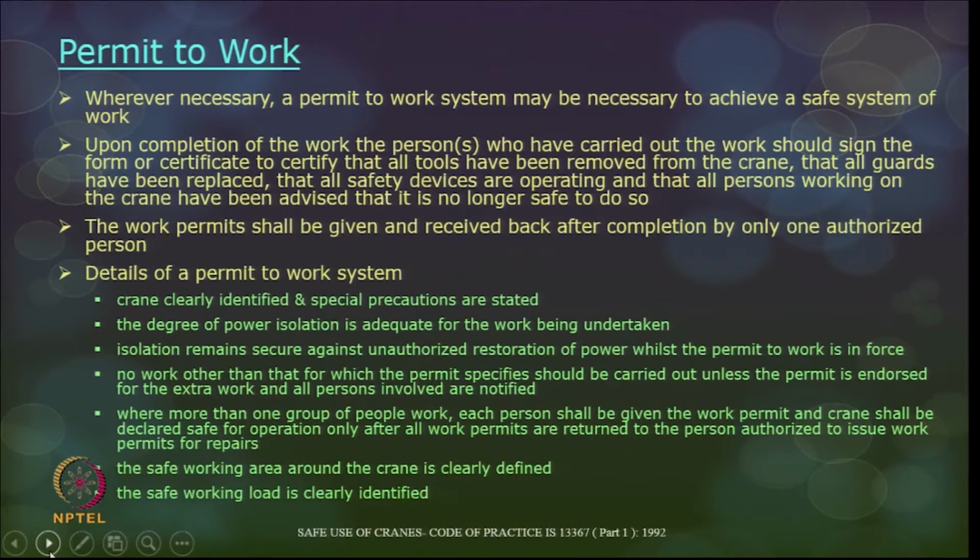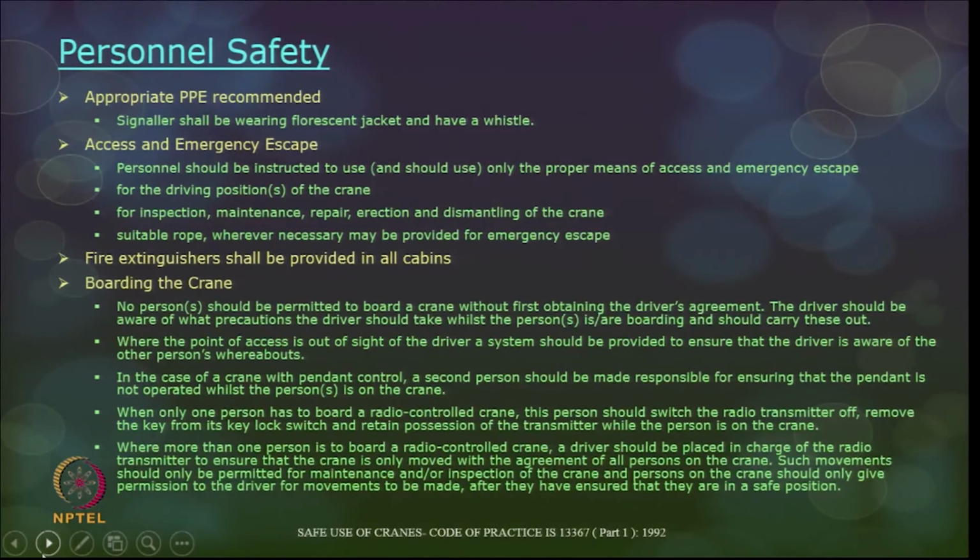Now, the details of a permit to work system: the crane is clearly identified, the special operations and precautions are all mentioned, and the degree of power isolation is adequate for the work being undertaken. Isolating the equipment means securing against unauthorized restoration of power whilst the permit to work is in force. The safe working load of the crane is clearly identified and understood. Where more than one group of people is working there, each person should be given the work permit, and the crane should be declared safe for operation, and only then shall the crane operation start.